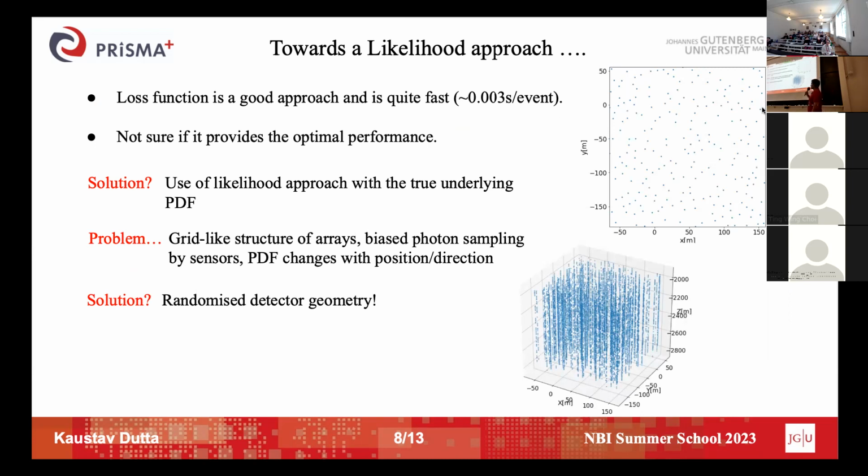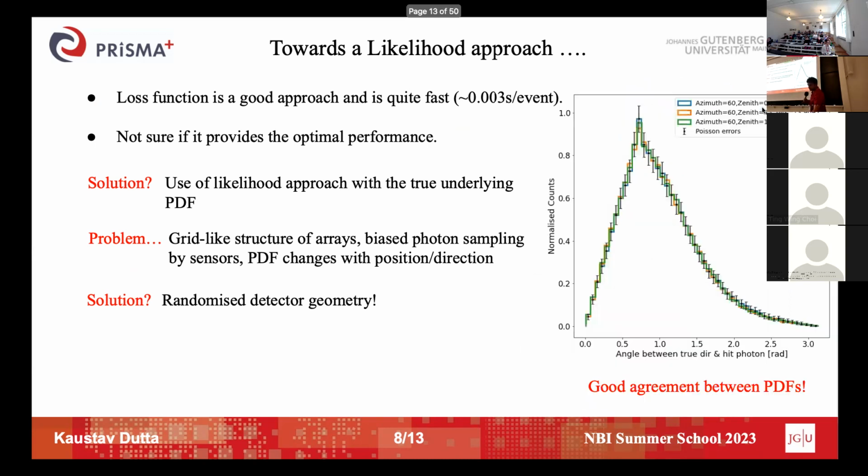The problem is that we have a grid-like structure of arrays in IceCube, and so there's always a biased sampling of photons by the sensors. What it means is that the PDF changes with the interaction vertex position and the direction of your charged particle, because the particle sees a different kind of geometry around it for every given direction or position of the interaction vertex. You could track every single photon, which is computationally expensive, or what I do here is randomize the geometry, so it appears the same no matter from which direction or position the interaction vertex is.